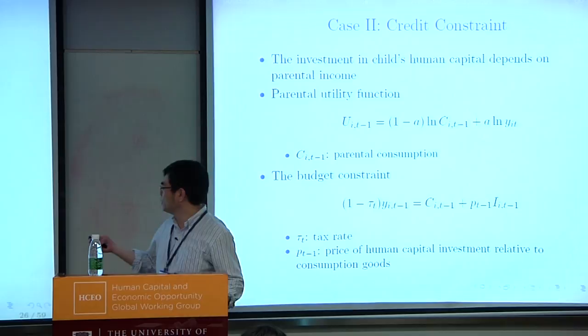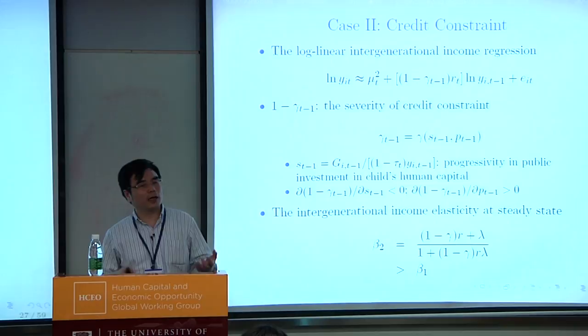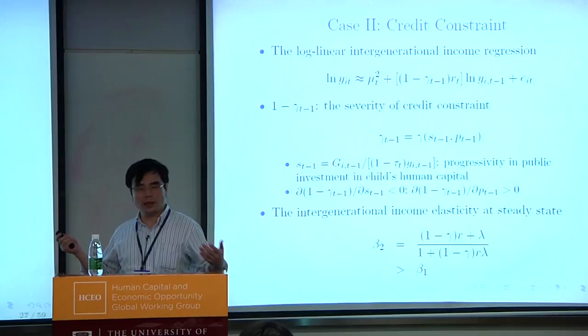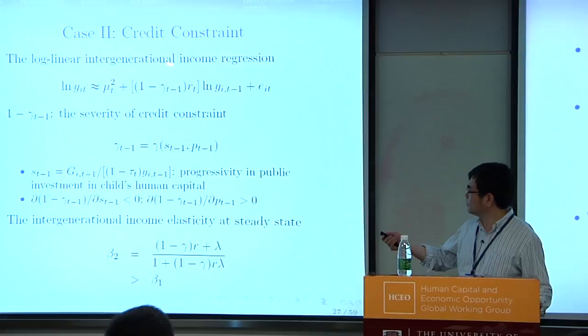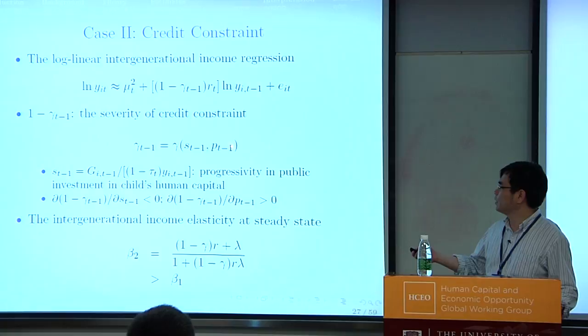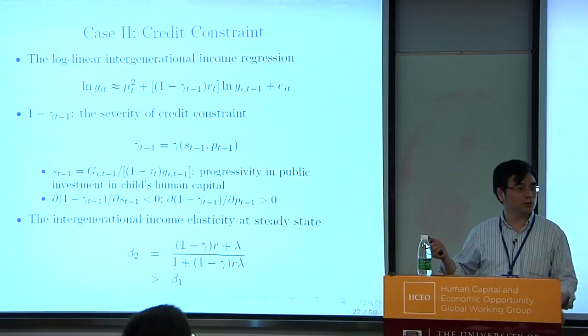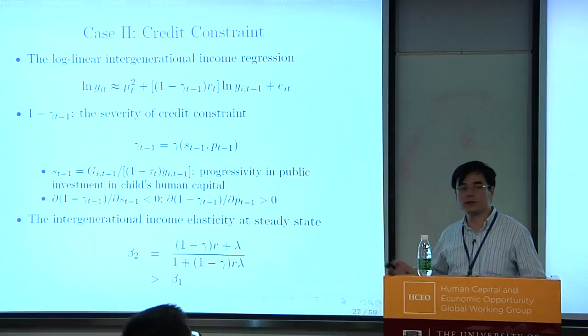Budget constraint is straightforward: after-tax income you spend on your own consumption or children's human capital investment. And in this case, the expression we can derive linking parents' income and children's income will be a little bit complicated. There is this coefficient, which is our main coefficient. It has two parts: 1 minus gamma, which we call the severity of credit constraint, and R T, which is still the return to education. So R T here still tells us the higher the return to schooling, the higher will be this coefficient, holding the other things constant. The higher this coefficient, the lower the intergenerational mobility.